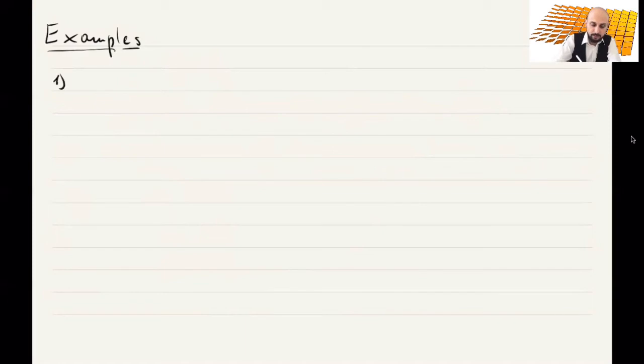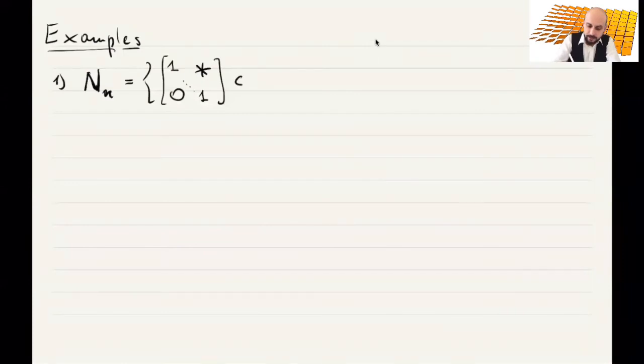Okay, let's see some examples of nilpotent groups, nilpotent Lie algebras, and more generally nilpotent transformations. So first example: I will use in all the video the symbol capital N with index small n. These are the nilpotent matrices. So these are the group of upper triangular matrices. These are the matrices that have 1 on the diagonal, something above the diagonal, and 0 below. So these are matrices in the group GL_n.